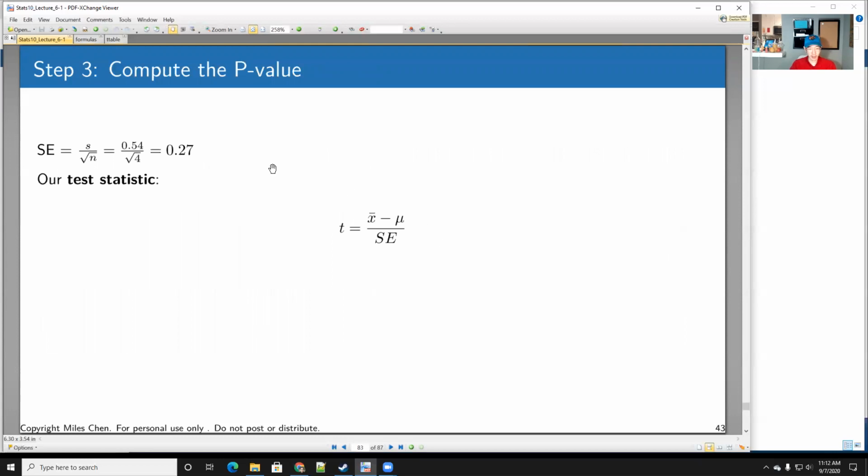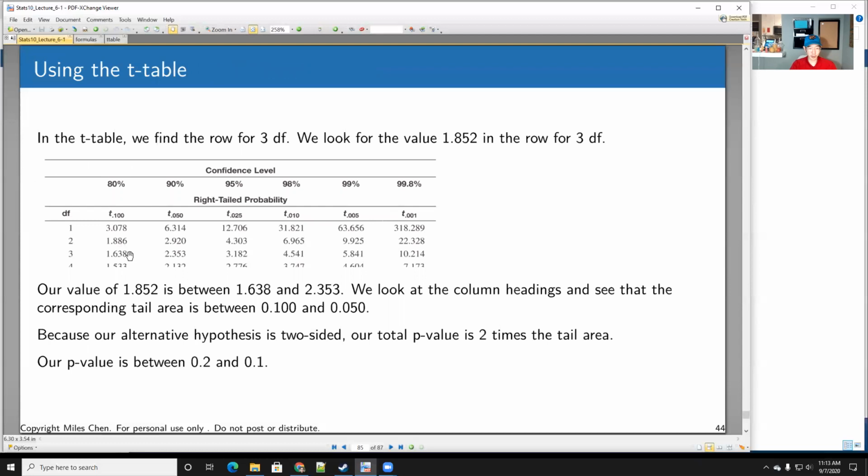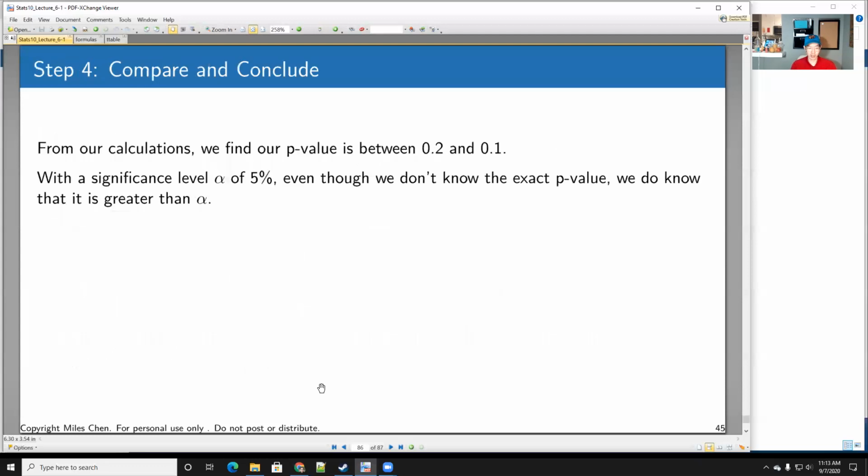Just like the calculations for 1 sample, we do x bar minus mu divided by the standard error. My standard error is s over the square root of n, which is 0.27. Here my t is 0.5 minus 0 divided by 0.27, so I get a test statistic of 1.852, and we have 3 degrees of freedom. I go to the table with 3 degrees of freedom, and 1.852 is between here and here. So my corresponding tail area is between 0.1 and 0.05. When I double it, because my alternative is 2-sided, I get a p-value between 0.2 and 0.1, which means we do not reject the null hypothesis.